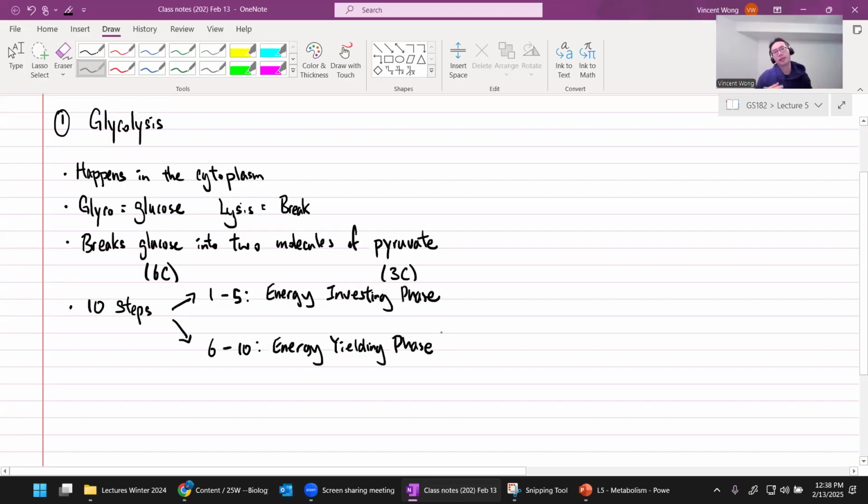Glucose on its own is not going to be able to react too much. And so we have to invest a little bit of energy. We need to provide a little bit of energy to prime the molecule, to prepare the molecule, to make it a little bit more energetic, and then it's going to react. Okay? So in the energy investing phase, two ATPs are used to energize glucose.